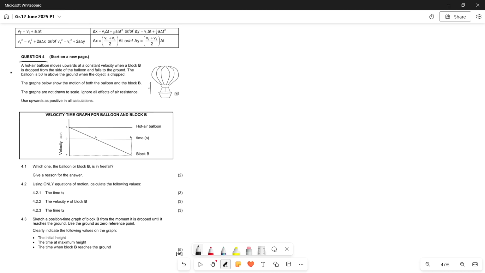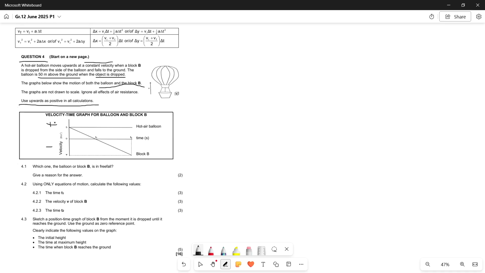So question 4 says a hot air balloon moves upwards at a constant velocity, that is important, when a block B is dropped from the side of the balloon and falls to the ground. The balloon is 50 meters above the ground when the object is dropped initially. The graphs below show the motion of both the balloon and block B. The graphs are not drawn to scale. Ignore all effects of air resistance. Use upwards as positive in all calculations.